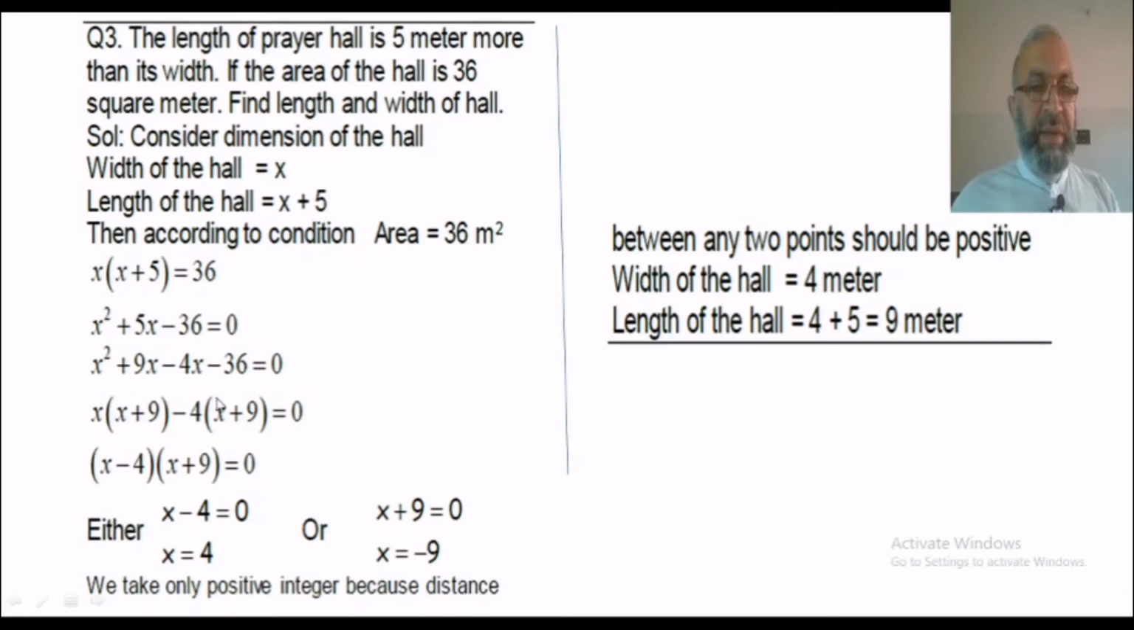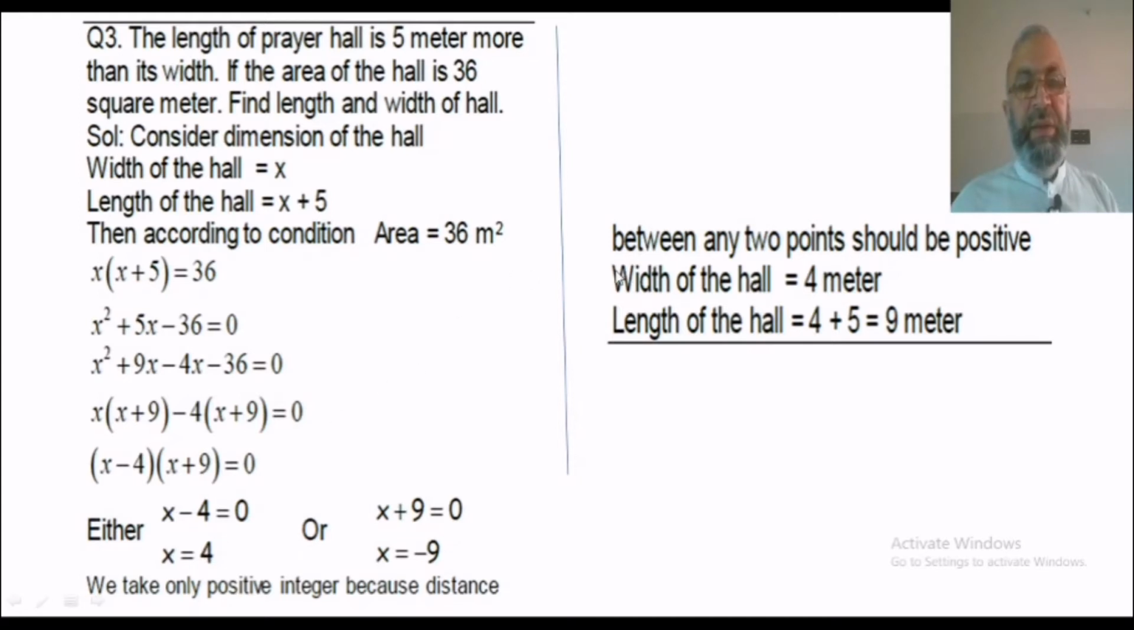Again factorizing, we get two factors, x minus 4 and x plus 9 equal to 0. So either x minus 4 equal to 0, we get x is 4, or x plus 9 equal to 0, we get x is equal to minus 9. Here we take only the positive value because distance cannot be negative. We always measure distance in positive numbers, such as 2 meter, 3 meter, 4 meter. It cannot be minus 9 meter. Therefore, we take only the positive result, that is x is equal to 4.